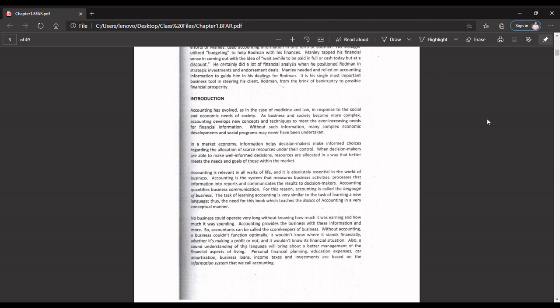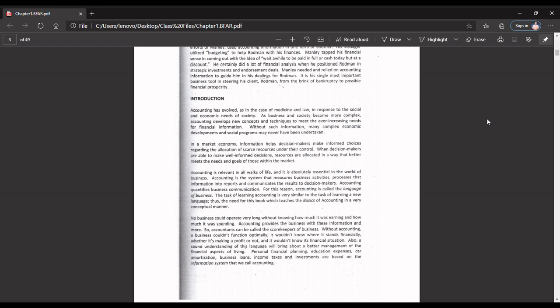Hello and welcome to Accounting 101A. Today we'll be discussing accounting, an introduction to accounting, some of its concepts, and some of its history as well. So first, let's introduce you to accounting.